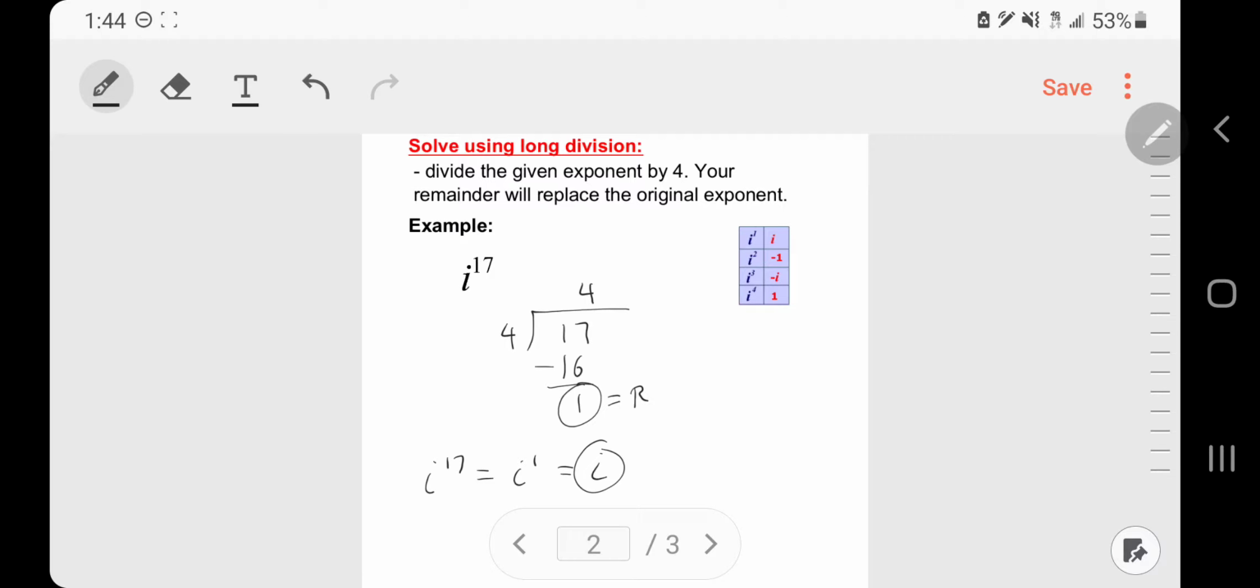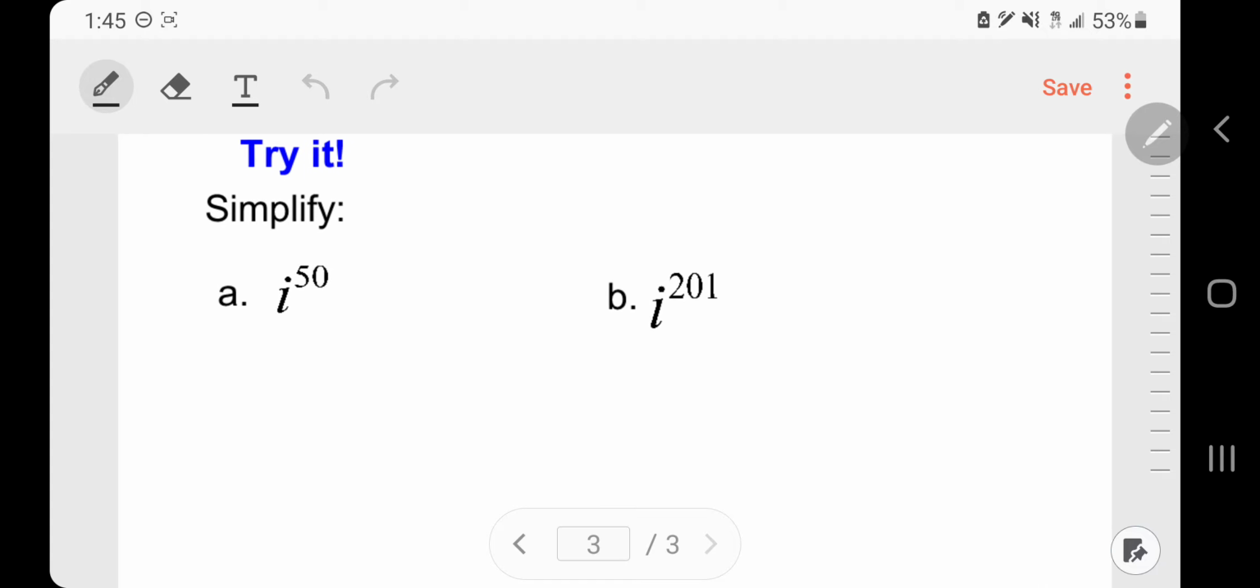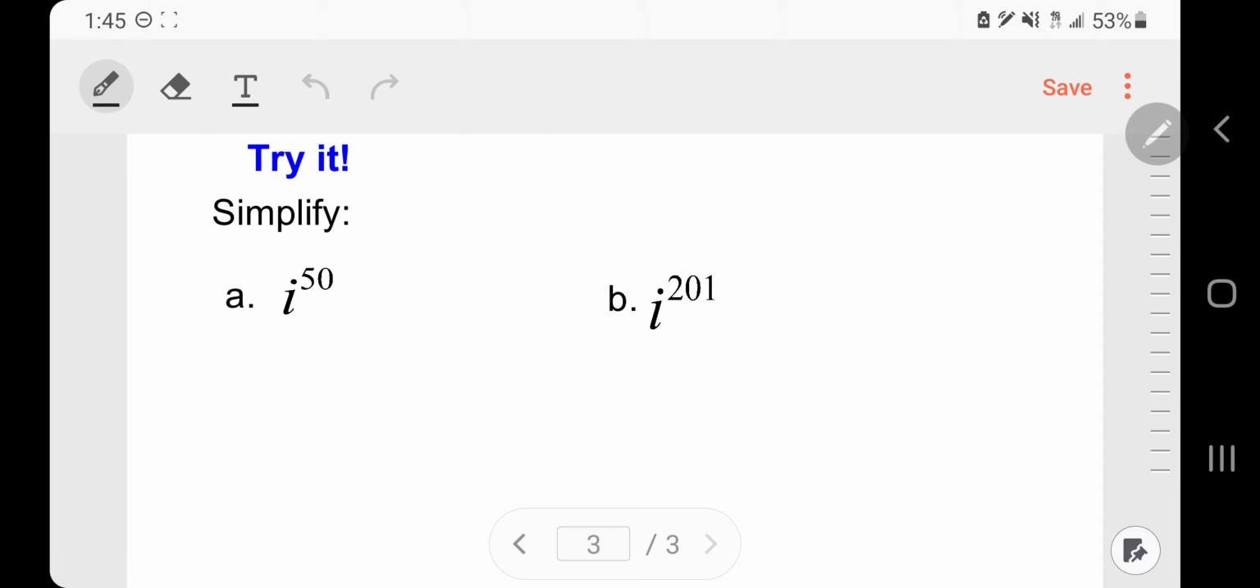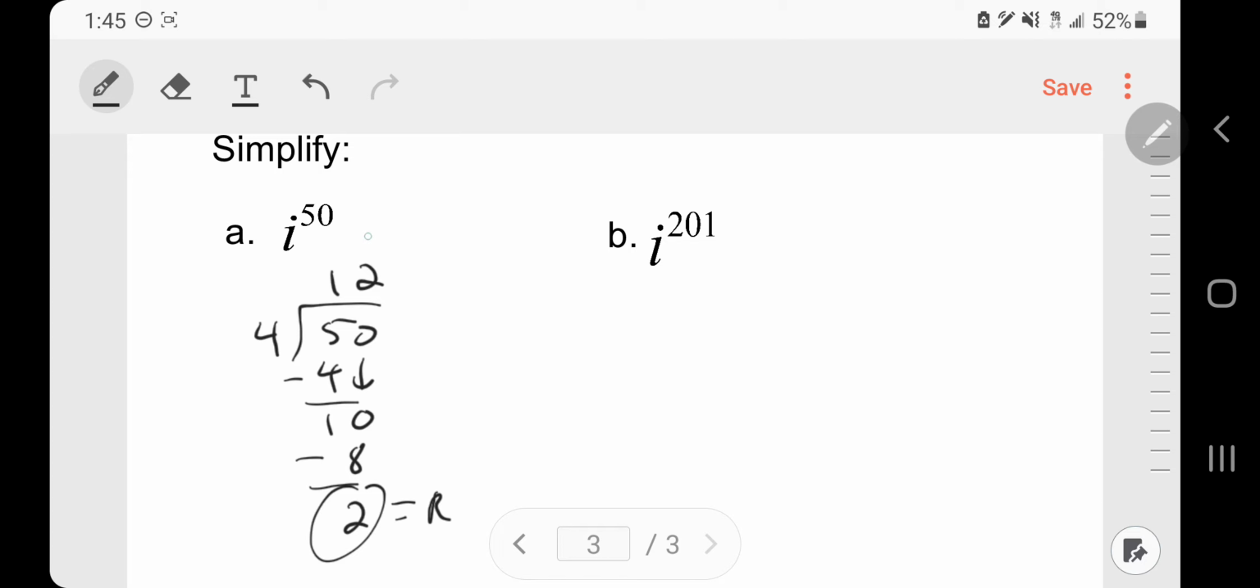Let's take a look at a couple more examples. Something like i to the 50th, you wouldn't want to use those exponent properties. Again, just divide by 4. So 50 divided by 4: 4 goes into 5 one time. 1 times 4 is 4, bring down the 0. 4 goes into 10 twice. 2 times 4 gives me 8. Subtract, and there's my remainder. In this one, my remainder is 2. That means that i to the 50th is the same as just i squared, which we know when we look at our chart is -1.